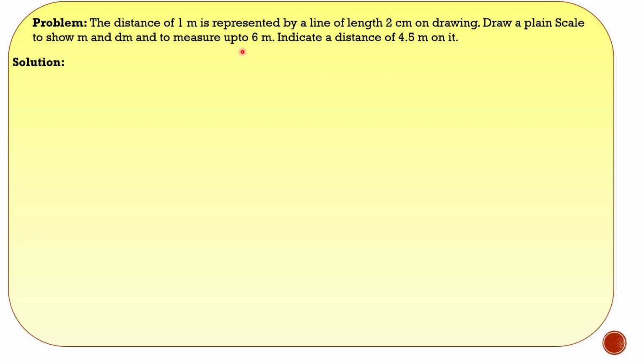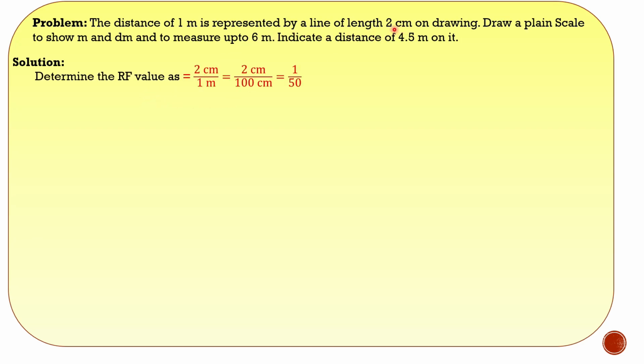That means the overall scale we have to make is for 6 meters, and from that we are going to measure only 4.5 meters. That means 4 meters and 5 decimeters. For taking the RF calculations, they have already given the detail in the first line. So let us determine the RF.